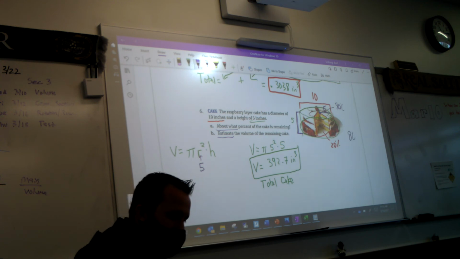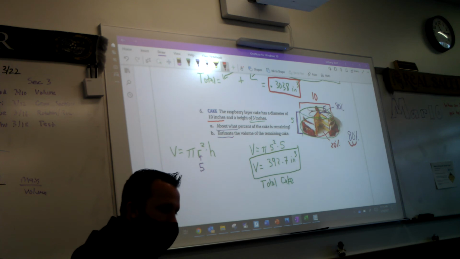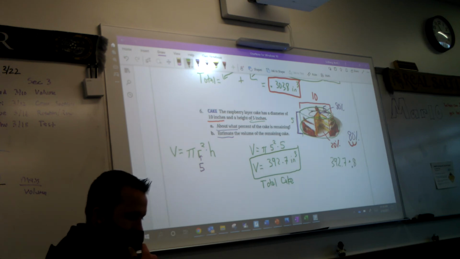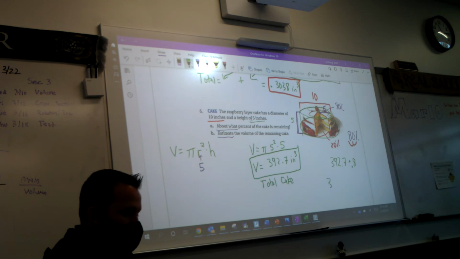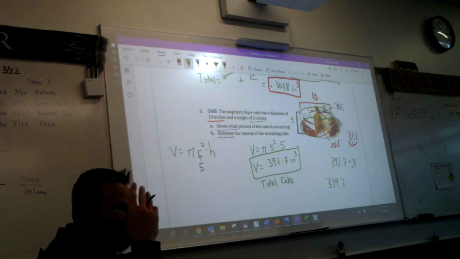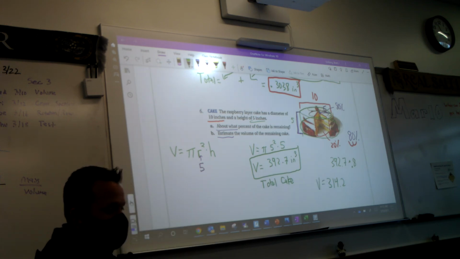So we need to go from 80% and move that decimal up 2 places. So what we're going to do is take that 392.7 and multiply it by 0.8. And that will tell us what 80% is: 314.16. It's almost like pi, get it, 3.14, but it's a cake. Oh, that's too silly. Okay, so this is how much remaining cake there is.